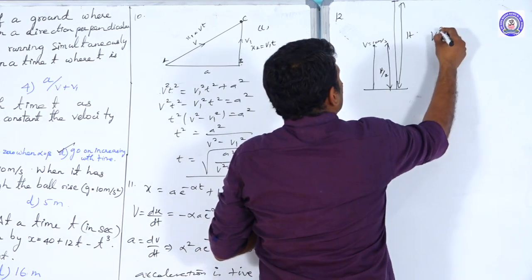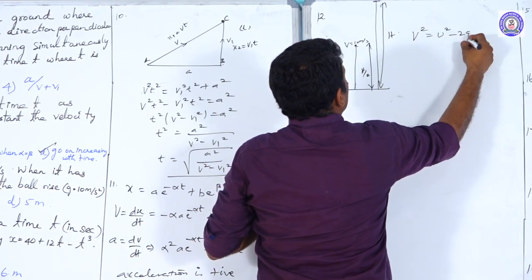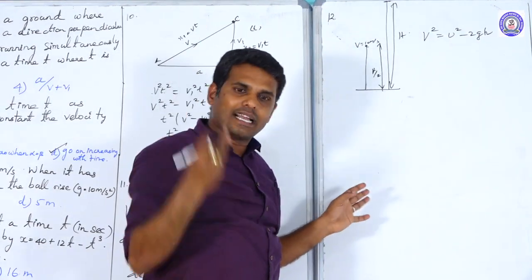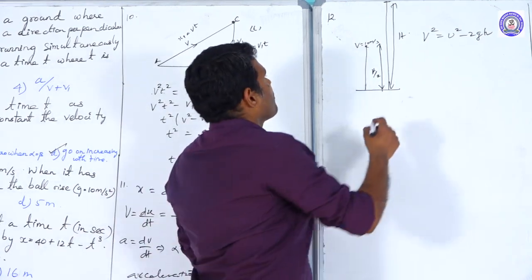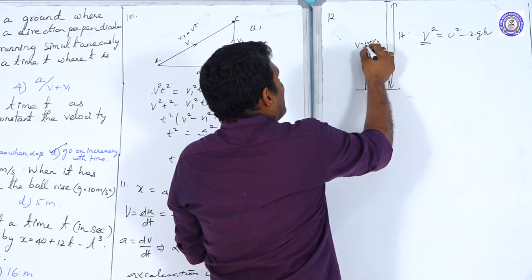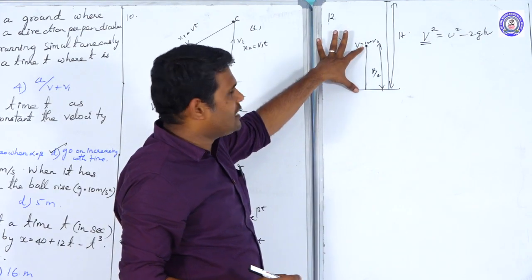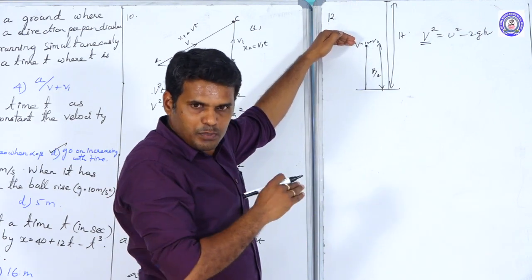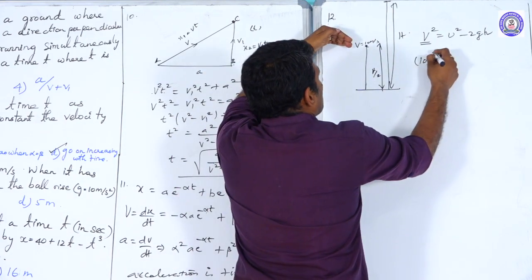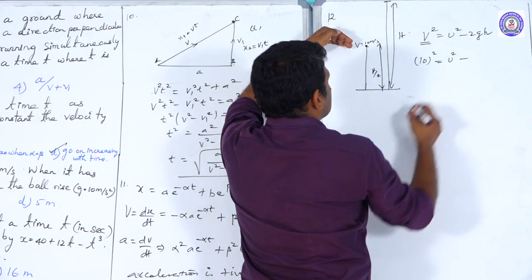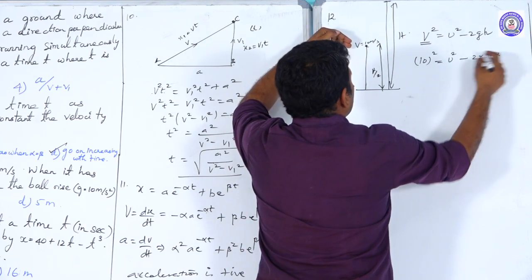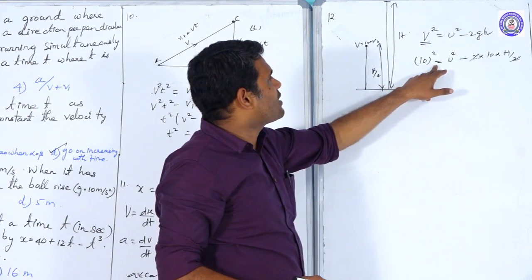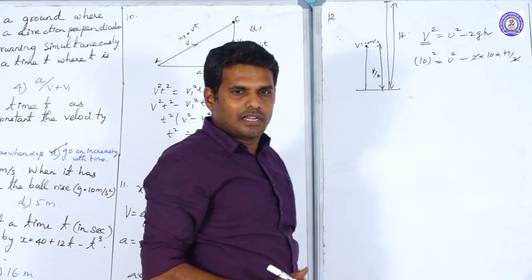So I can go with the equation of motion, v square equals u square minus 2gh. Why am I taking minus? I am throwing the ball vertically upwards against gravity, so minus 2gh. Now, what is the velocity attained by the ball at a height h by 2? 10 meters per second. Consider this as the final velocity. So, 10 square equals u square minus 2 into g is 10, h is h by 2. Cancel this out, so 10 square is equal to u square minus simply 10h.